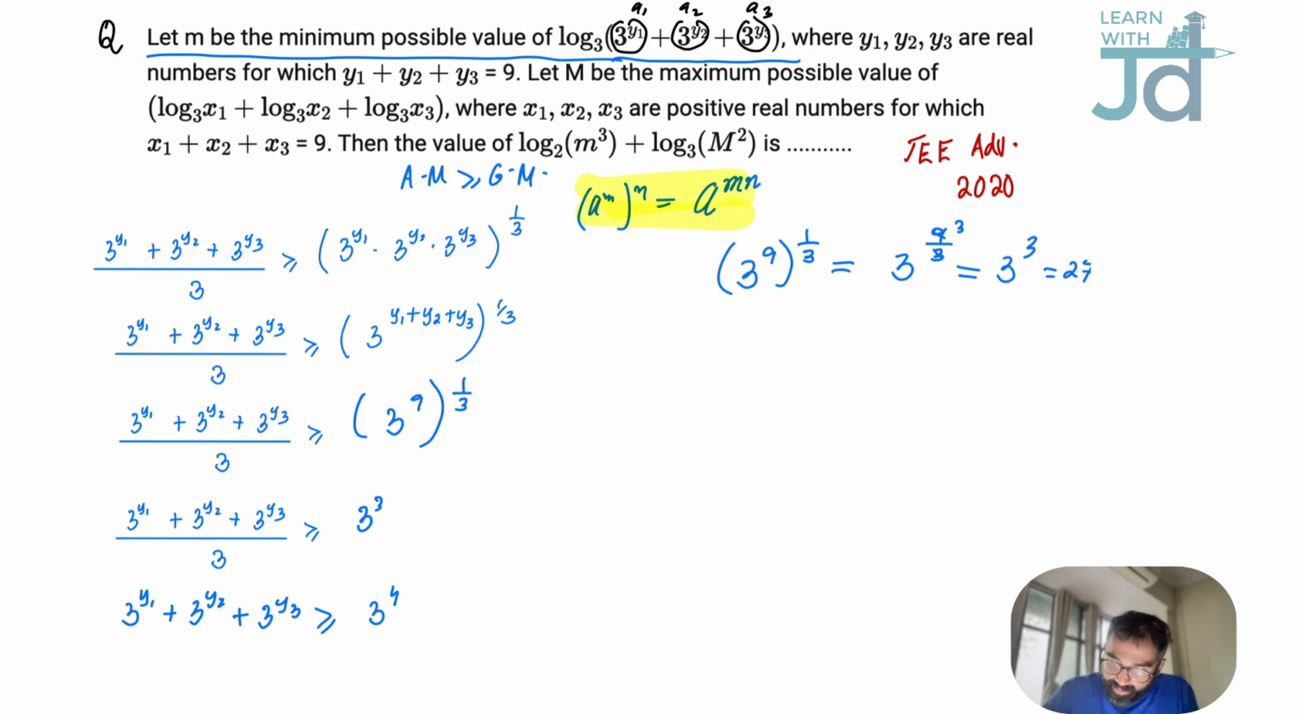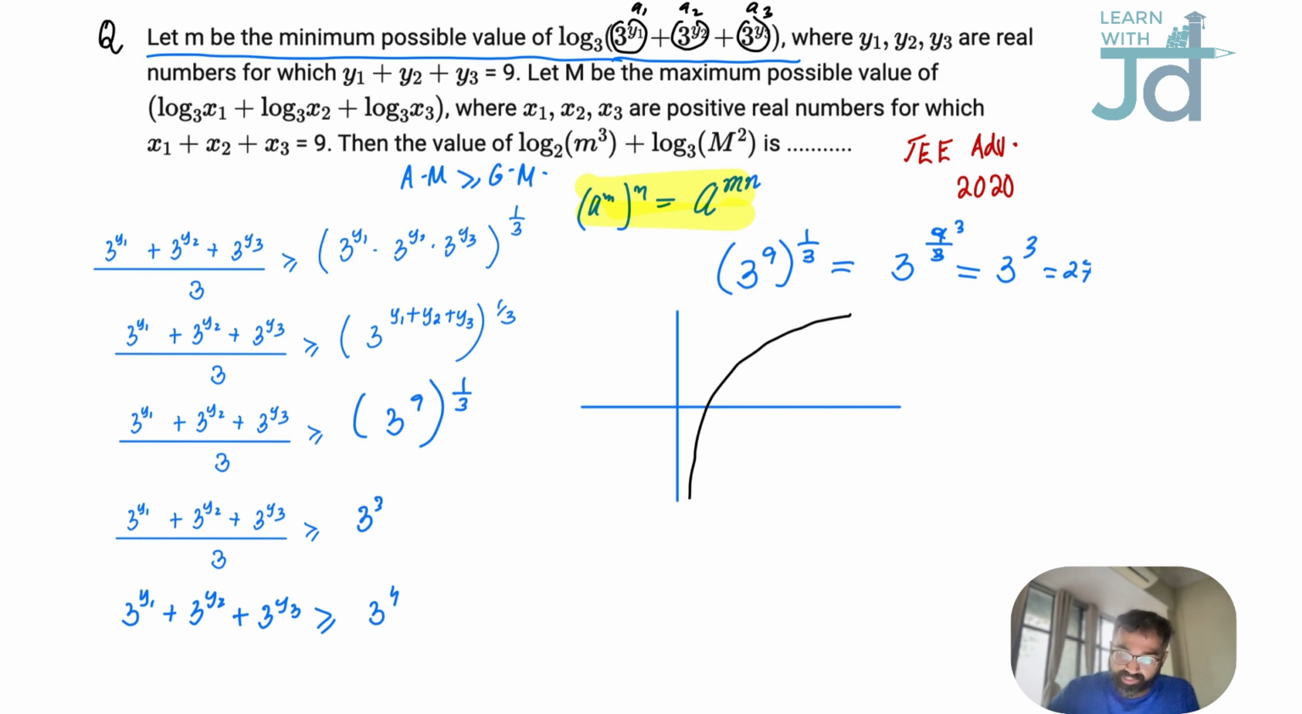Now logarithm function where the base is greater than 1. Here 3 is greater than 1. So if the base is greater than 1, the graph is going to be this way. Otherwise, the graph is going to be the other way around. If the base was less than 1, the log graph is a decreasing function. But here logarithm is an increasing function.